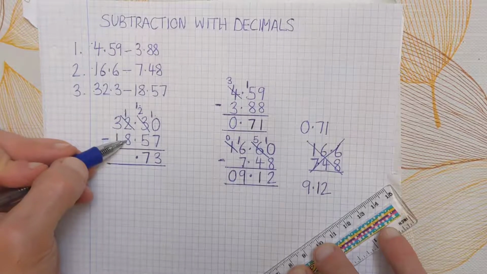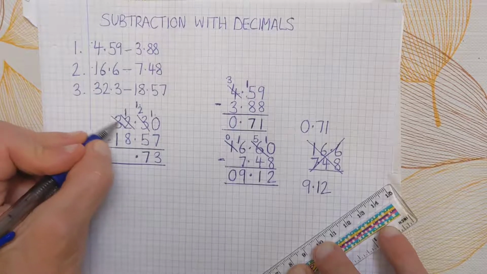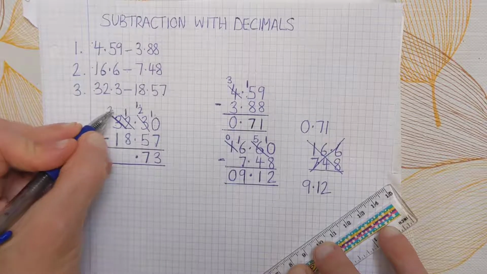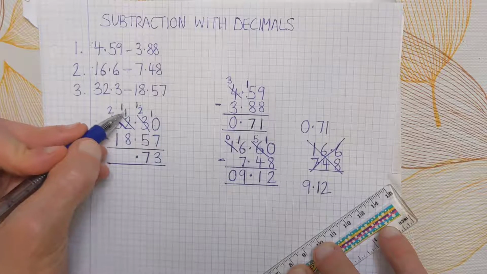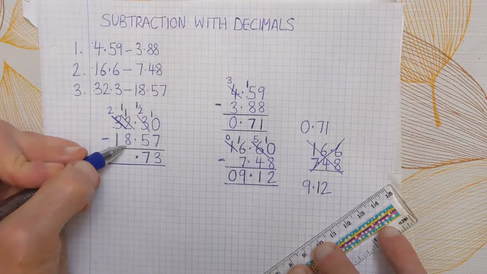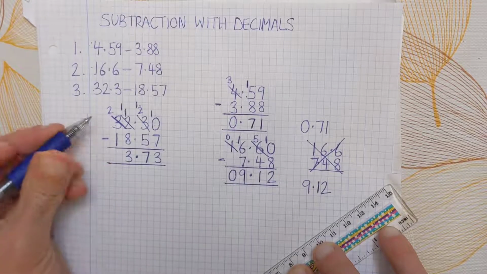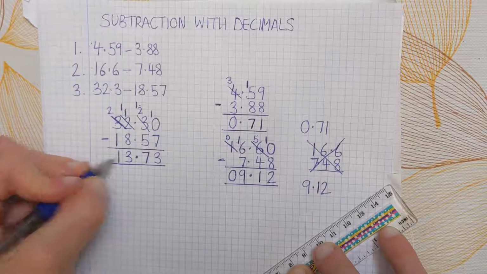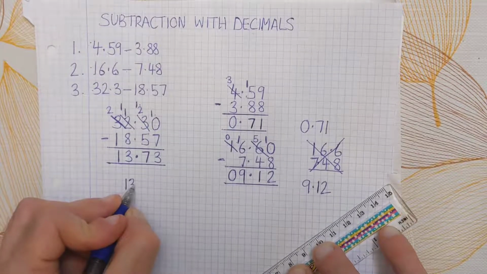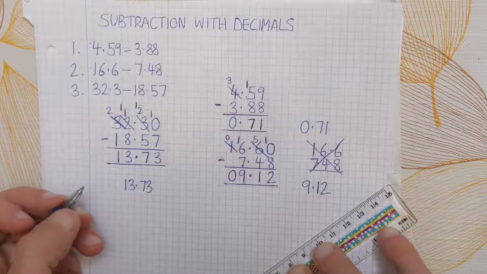1, take away 8. Can't do it. Got to borrow again. So we go to the 3. 3 goes down to a 2. We borrow the 1. This becomes 11. 11 take away 8 is 3. Finally, 2 take away 1 is 1. And so the answer is 13.73. Good.